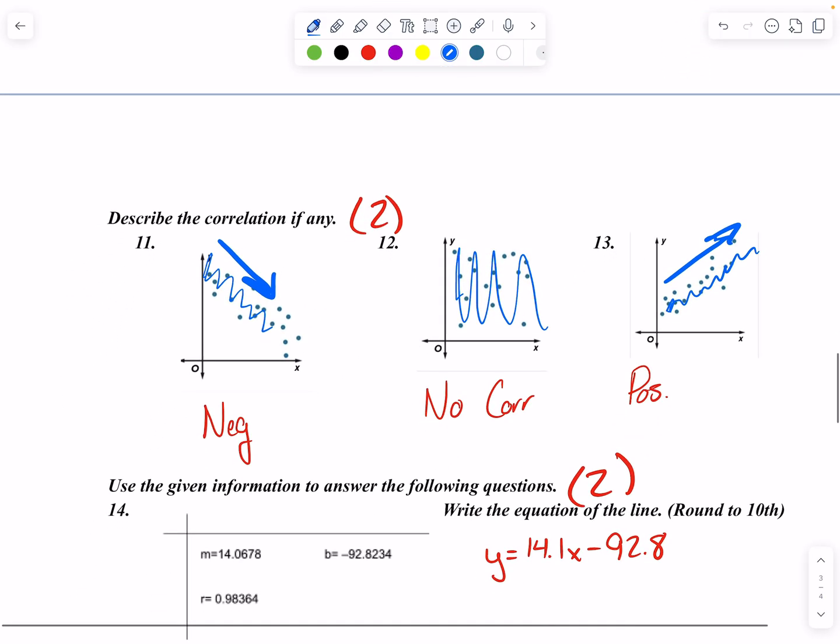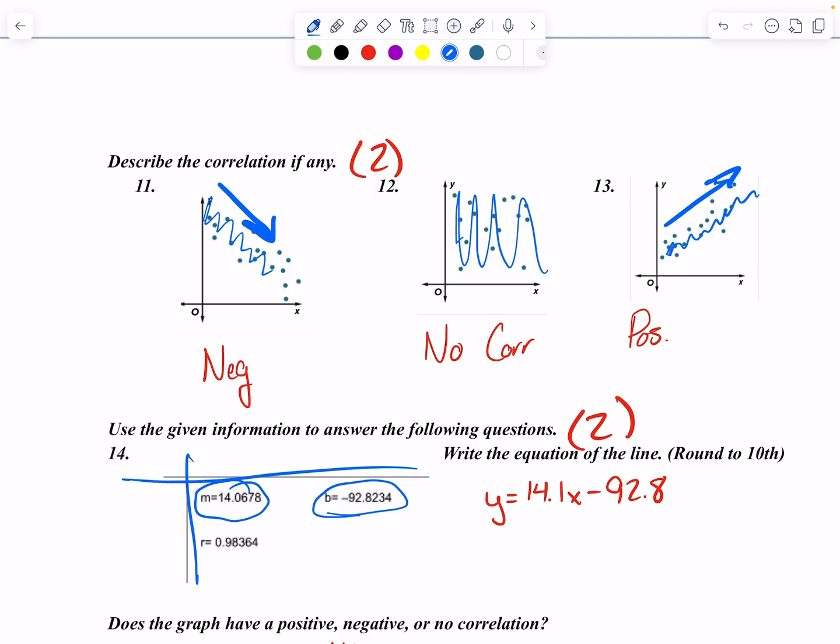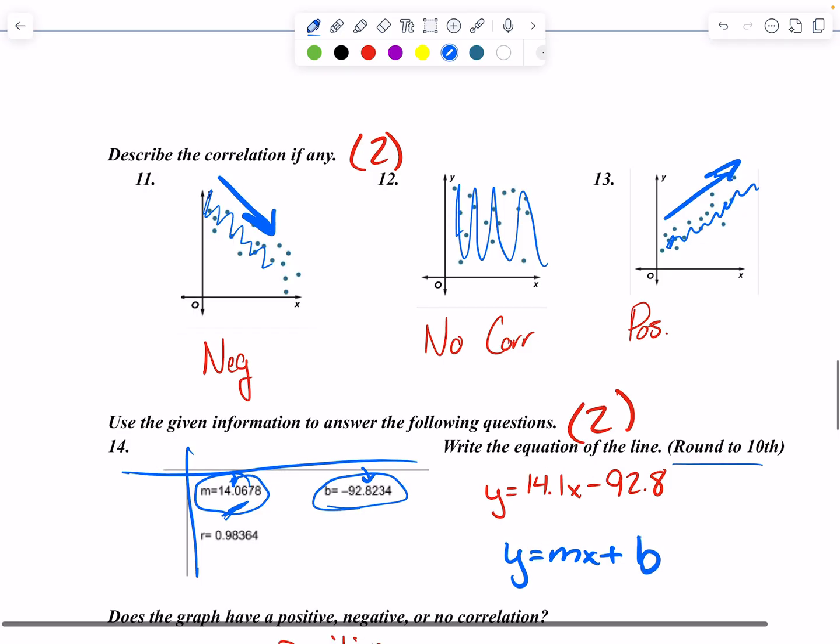The other one that we didn't discuss at great length was this one. Again, this is going to be very similar on the test that I give you. If you're given a table of values from a scatter plot, it doesn't matter what the picture looks like. Here is our M. Here is our B, and if it says write and round to the nearest tenth, there's what we look at for tenth. So it's 14.1 and negative 92.8, and that's all we do for our line. We just write a line equation, y equals mx plus b. So that's all we have for those. We don't have a ton.